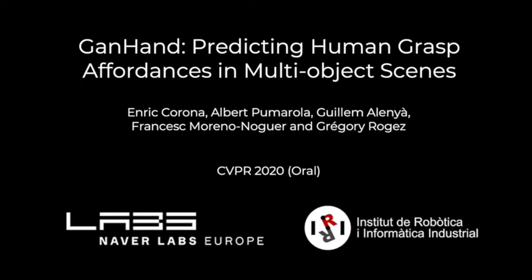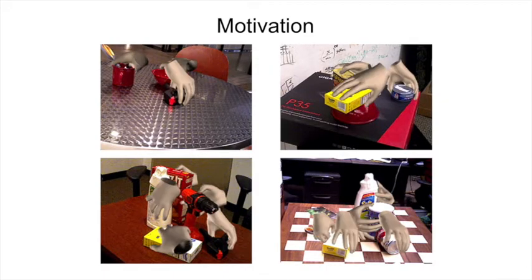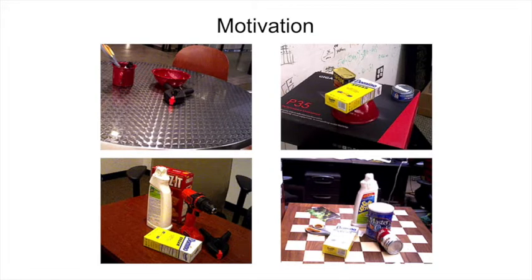In recent years, there's been a lot of progress in estimating hand pose and shape. In this paper, we go beyond this kind of estimation and propose a new task where, given a single RGB image of an object, we want to predict how a human would grasp it. In practice, we want to predict multiple solutions for each object which tackle different grasp affordances.